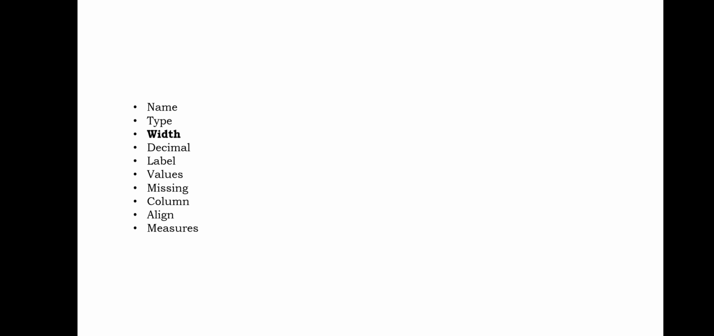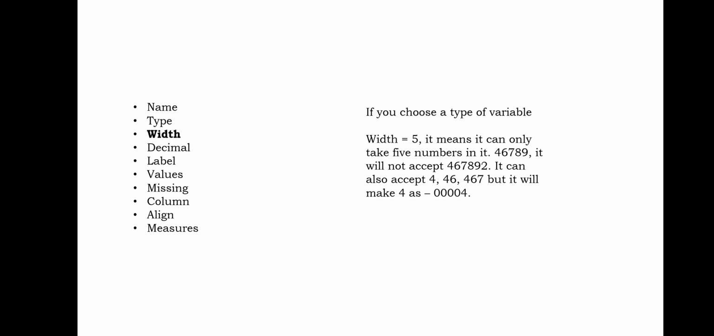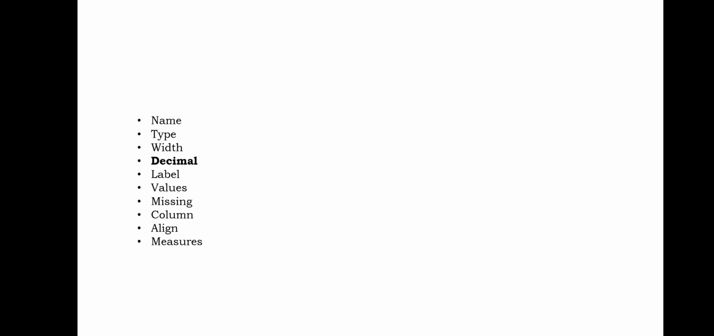Let's learn about one more column of SPSS called width. For example, if the width is equal to 5, it means it can only take 5 numbers in it. For example, the width of a variable is 46789. It means it will not accept 467892. It can only accept within this range of 5. It can accept 4, it can accept 46, it can accept 467. But if you are writing 4, it will make this 00004. If you're writing 46, it will make 00046. Let's learn about another column of SPSS called decimal.